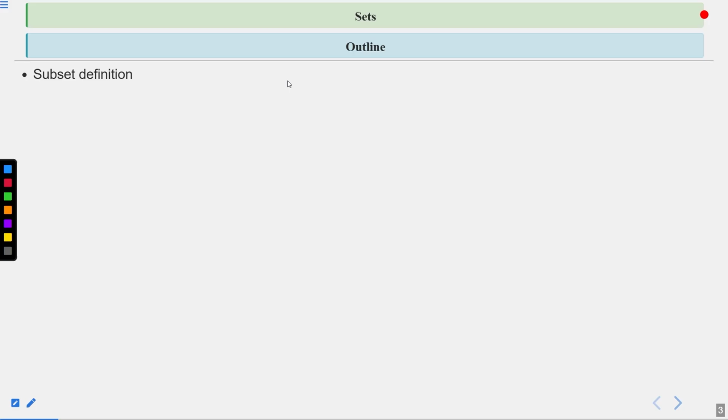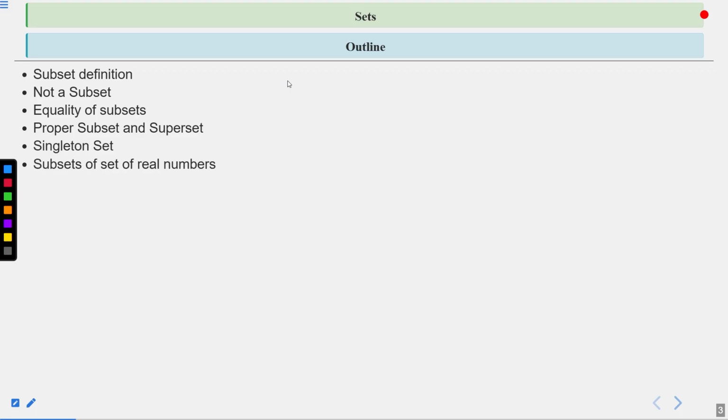So in this, we will be covering subset definition, not a subset. What do we mean by not subset? Equality of subsets, proper and supersets, singleton set, subsets of set of real numbers, intervals, and we will be seeing some questions based on this theory.